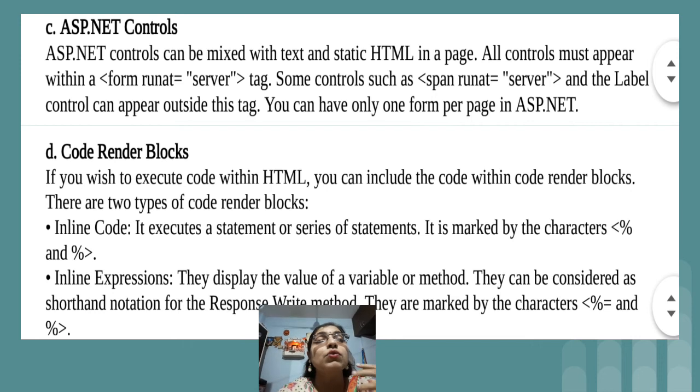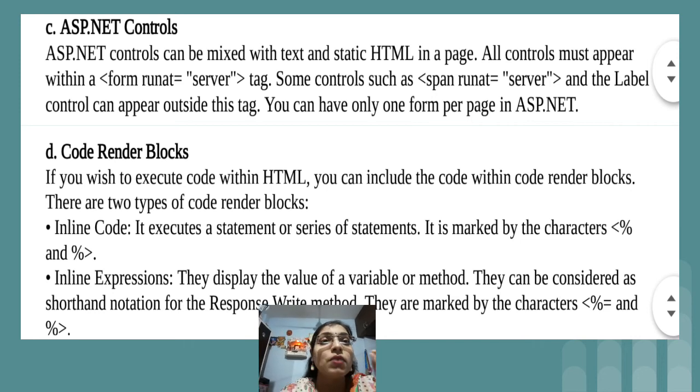And if you want to display the value of a particular variable which is written by a specific method, in that situation we use the second block, that is inline expression. Inline code means we have more than one statement to execute, then we make use of inline code. In case of inline expression, if you want to return the value of a particular variable, in that situation you can use inline expression.